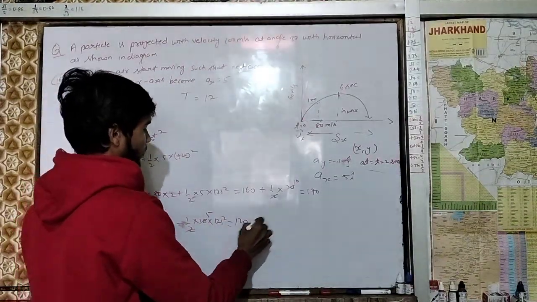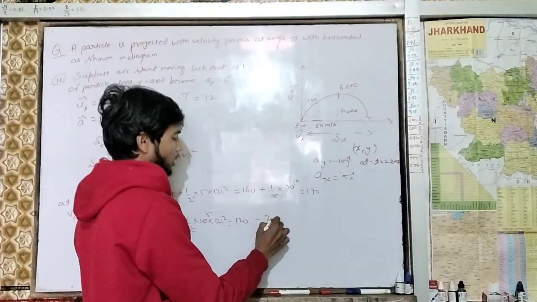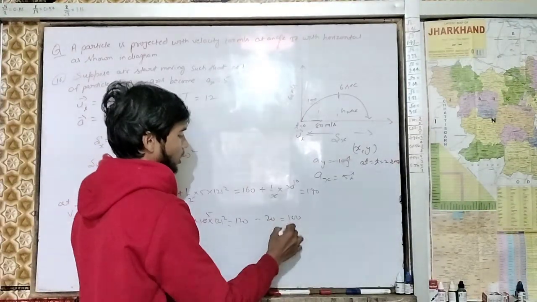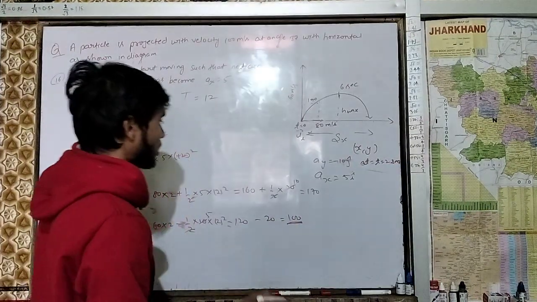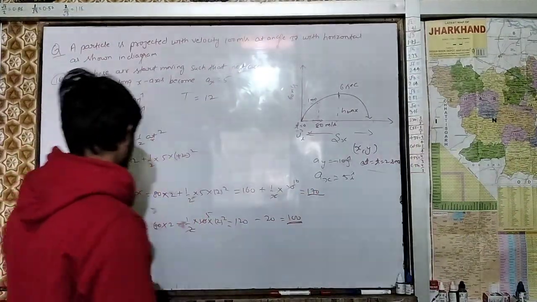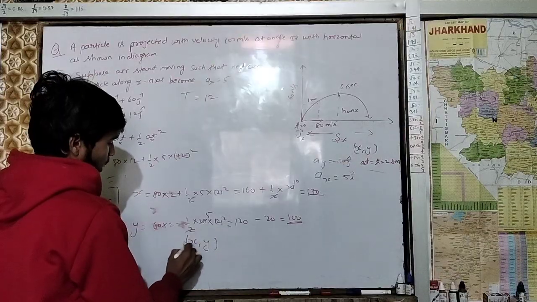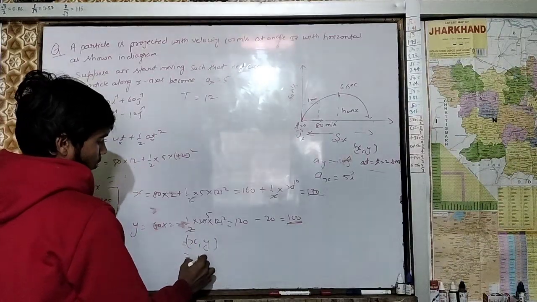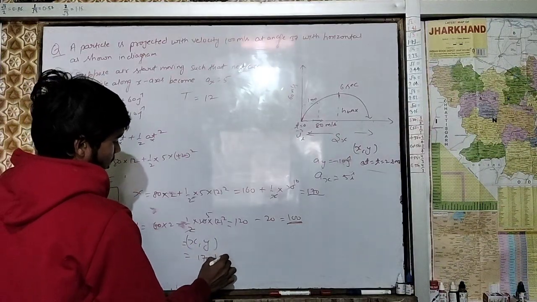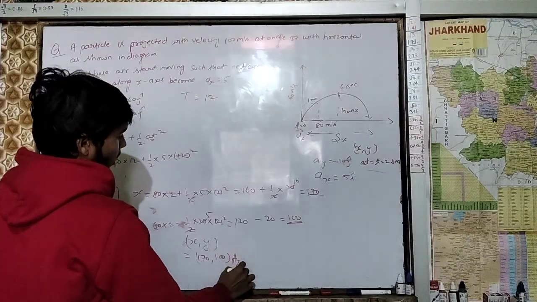120 minus 2 to the 4. 5 4s are 20, so it is going to be 100. 100 is the value of y and 120 is the value of x. So coordinates will become x comma y, whose values are 120 comma 100. That is how we find it.